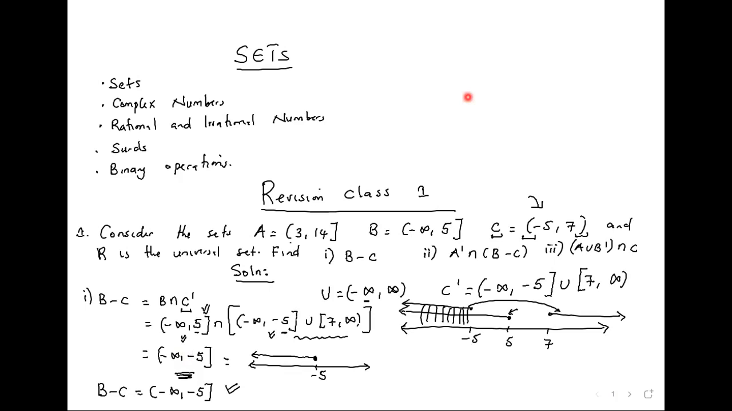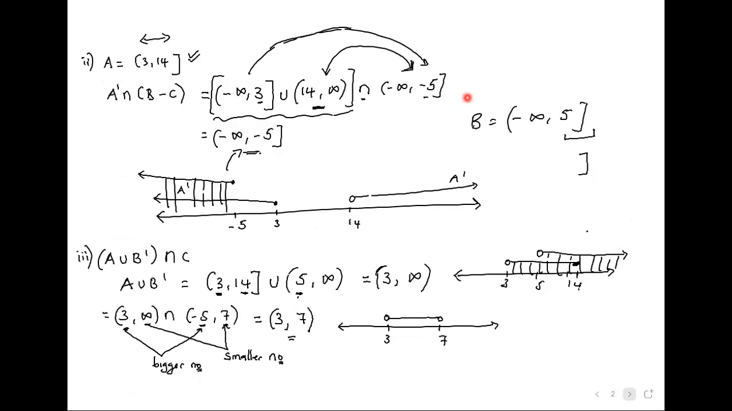I'm saying, can you kindly repeat the third question? On the third one, we have A union B complement, and then intersection C. So we first get A union B complement. For that, we need to get B complement first. Since B is from negative infinity to 5, the complement of B will be from 5 to positive infinity. Since 5 is included in B, it won't be included in the complement.